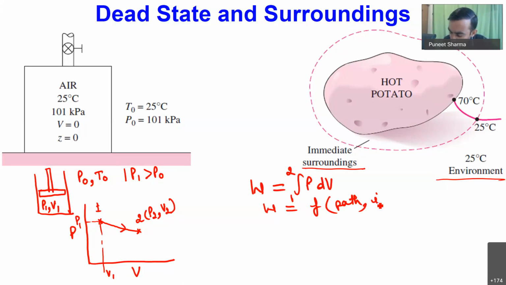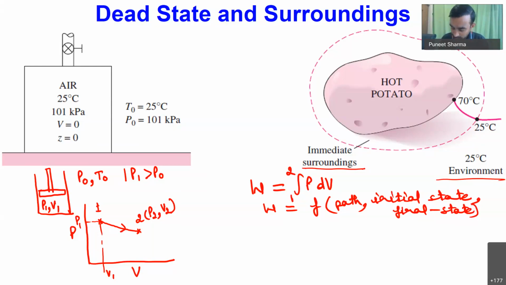It will depend upon the initial state of the system, because we are doing integration from the initial state to the final state of the system, and it will be a function of the final state of the system. Let us consider that this piston is expanding in a reversible fashion. If it is expanding in a reversible fashion, then only can I write this integral of PdV from 1 to 2.